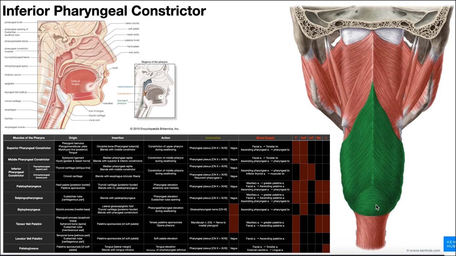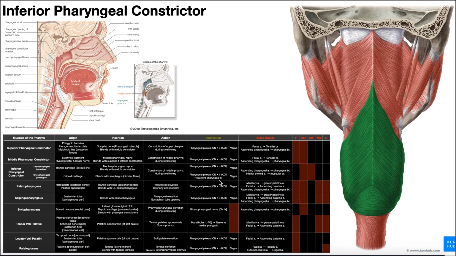You can see here that this is going to blend with the esophagus inferiorly, and it's going to blend specifically with the circular fibers of the esophagus. Again, the action of this is to constrict the pharynx. It's going to constrict pretty much the laryngopharynx component and help squeeze that bolus of food down ultimately into the esophagus. Now, if we look at the innervation of the inferior constrictor, both of these are innervated by the pharyngeal plexus, both thyropharyngeal and cricopharyngeal. However, the cricopharyngeal, being closer to the esophagus, has an additional piece of innervation, and that's the recurrent laryngeal nerve. This should say laryngeal, not pharyngeal.